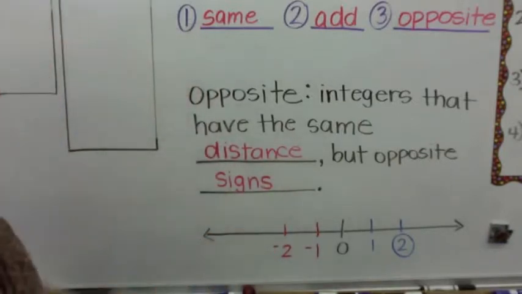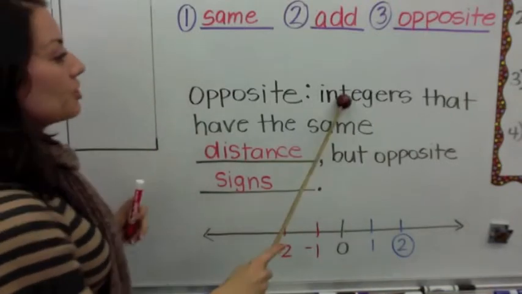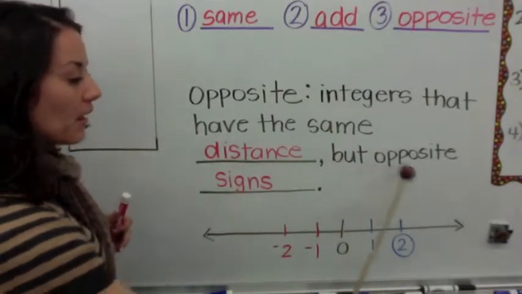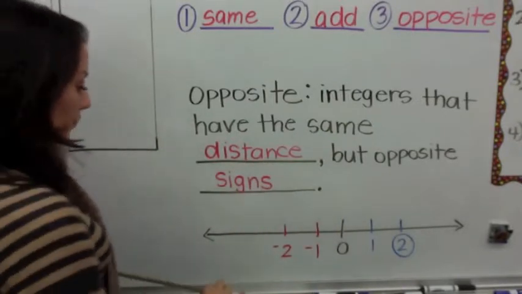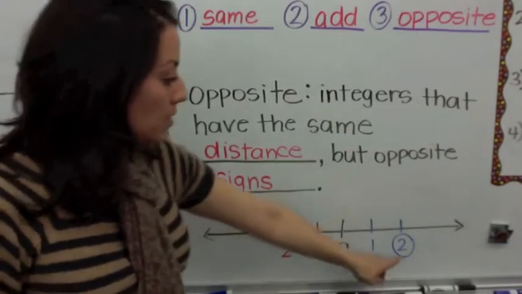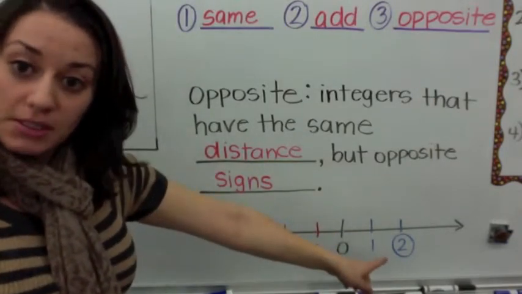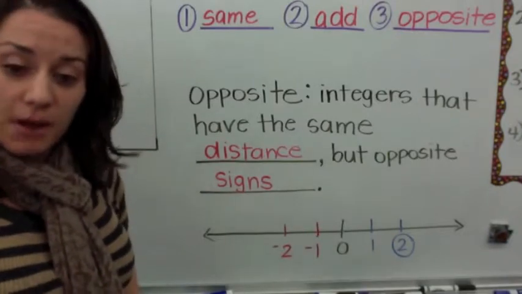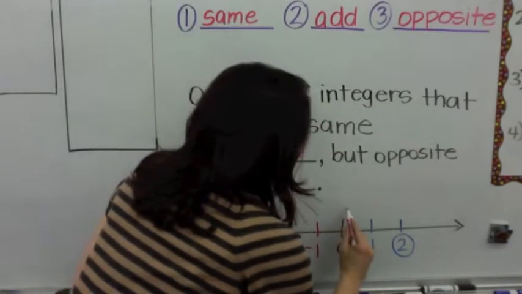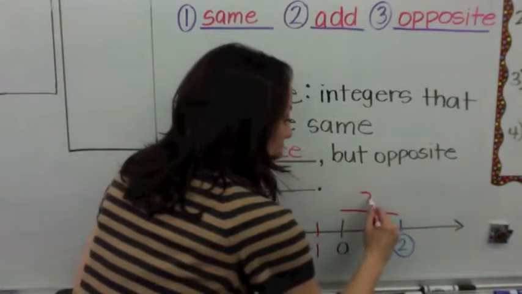So, we're going to read. What is an opposite? Integers that have the same distance on the number line, but opposite signs. For example, what number did I circle on the number line? It's not 2, it's positive 2. The distance from 0 to 2 is 2 jumps. 1, 2. The distance is 2.